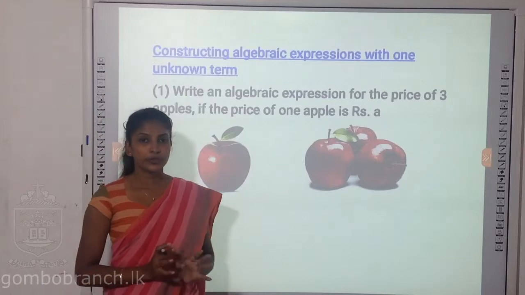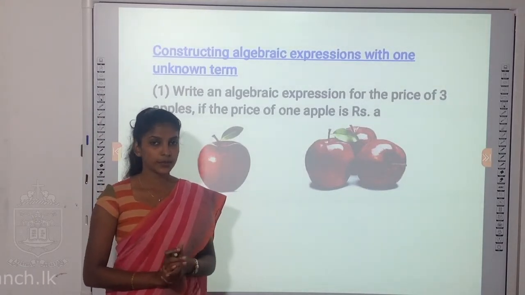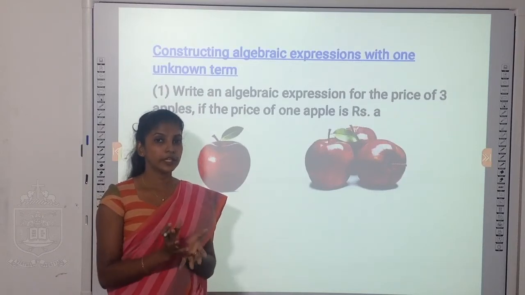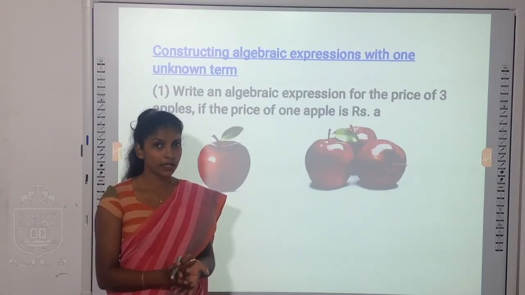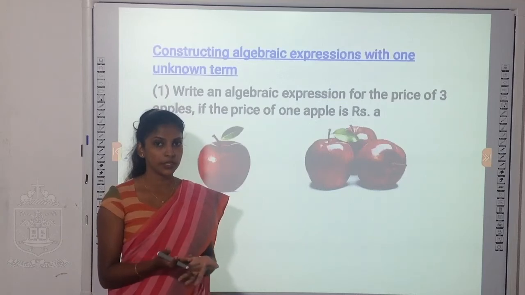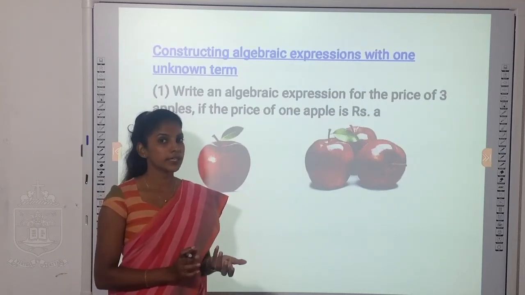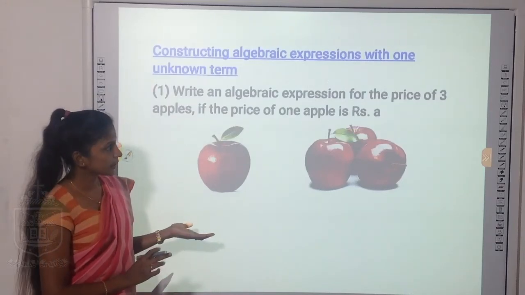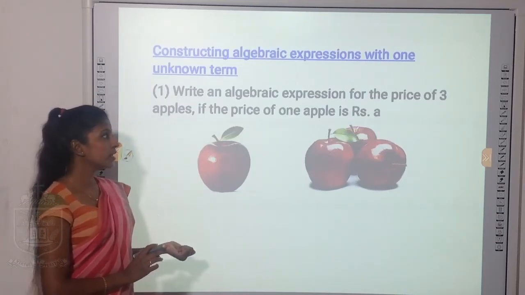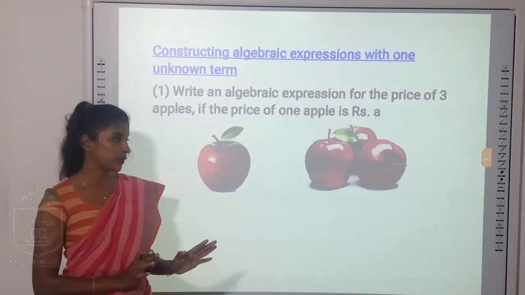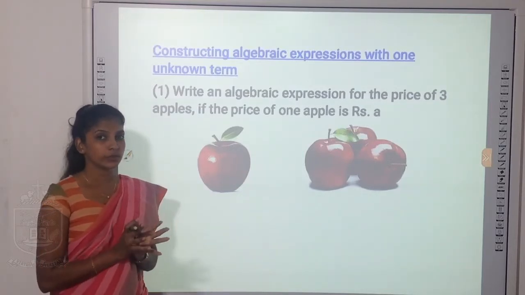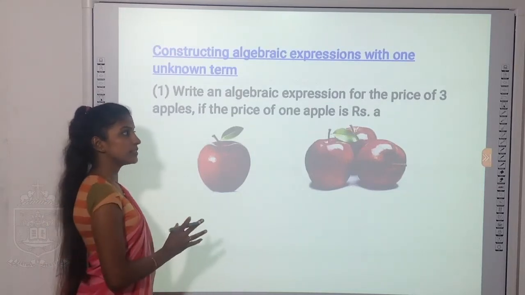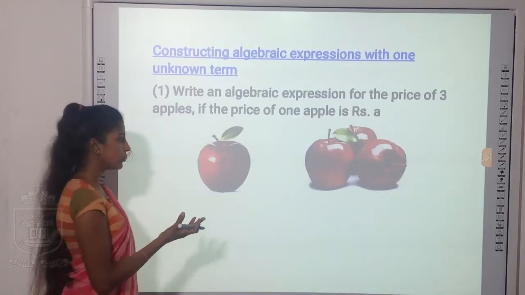Right, now what we are going to do is to construct algebraic expressions. If we are given a certain incident, by looking at that we are going to develop an expression with some unknown terms. That means we don't know some numbers, so we are going to build up an expression. Here we are given: write an algebraic expression for the price of 3 apples if the price of 1 apple is A rupees. So the value is not known. We don't know the amount, the price in rupees. So you have to consider that as A, which is the unknown, right?